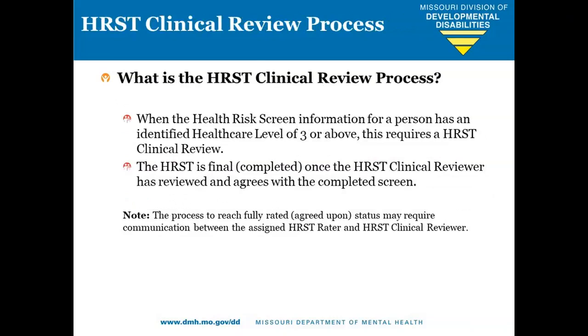Now we'll talk a little bit about what's called the HRST clinical review process. When the health risk screen information for a person has an identified healthcare level of 3 or above, a person can be a 1 or a 2, which is minimal risk identified, 3 or 4 is moderate, and then 5 or 6 is very high risk. Those that have a healthcare level of 3 or higher will require another nurse to look at that screening, and that's called a HRST clinical review.